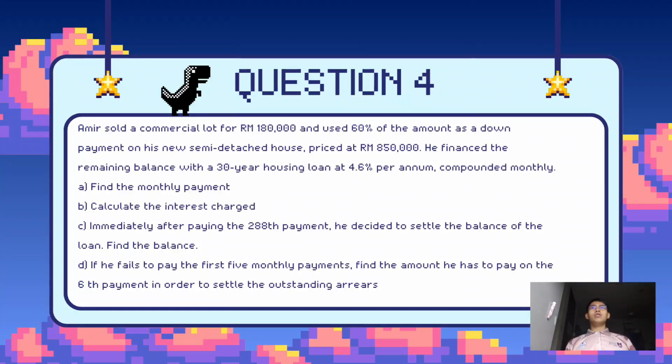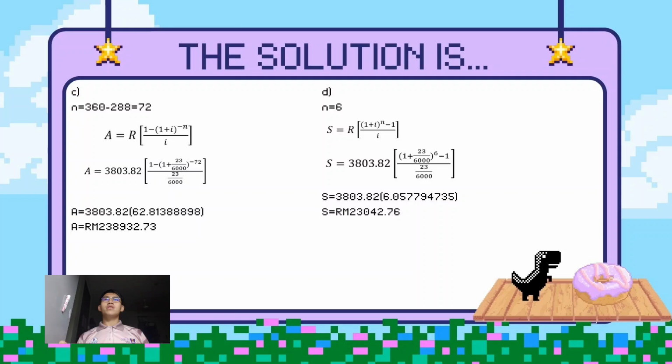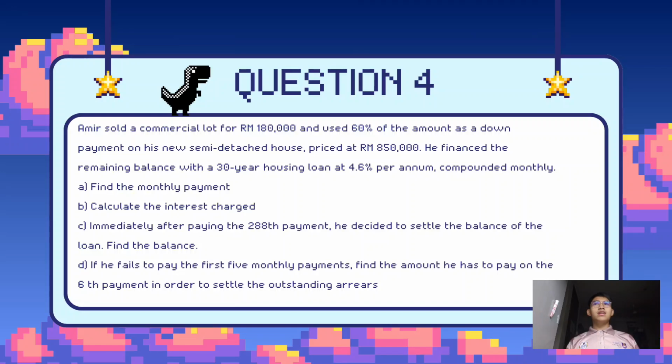Next, question C. After paying his 288 payments, he decided to settle the balance of the loan. Now, we need to find the balance. First, we need to find the new interest period. 360 minus 288 equals 72, and we will use the present value formula. Like usual, put all the information in the formula and resolve it to get RM238,932.73 as the balance.